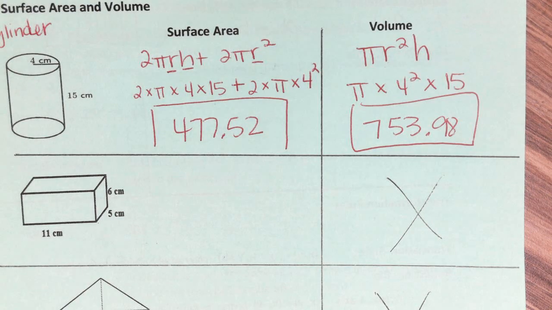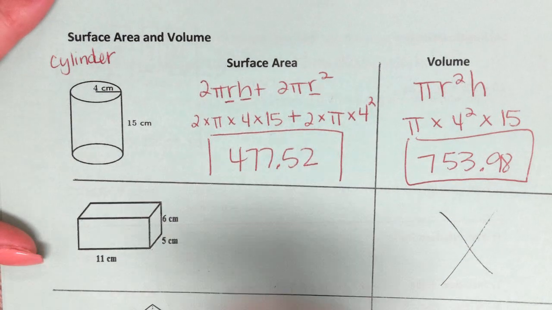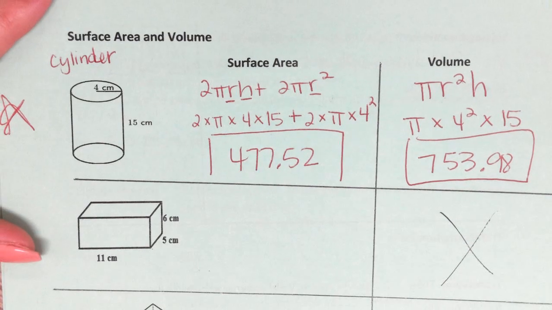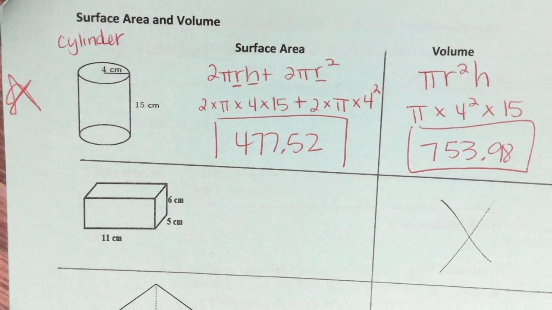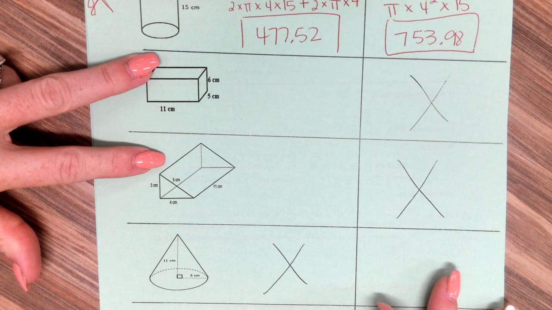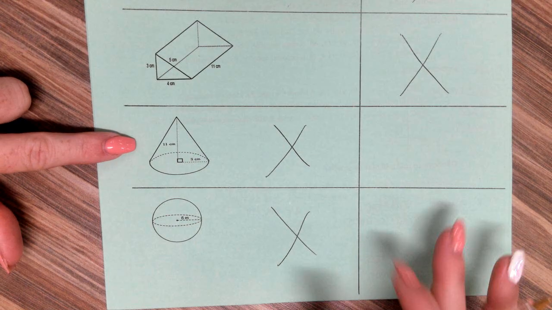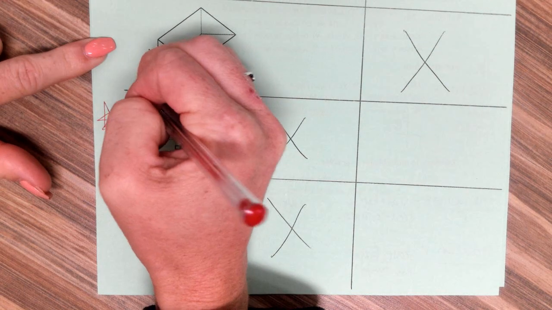Easy, right? So in my opinion, cylinders are one of the easiest shapes. Put a star by it. I don't want you to miss them. Skip the prisms. We're going to come back because in my opinion, those are the most challenging ones. Go to the cone. Put a star by it. It's super easy. And write cone.